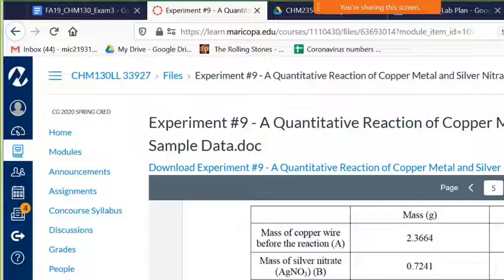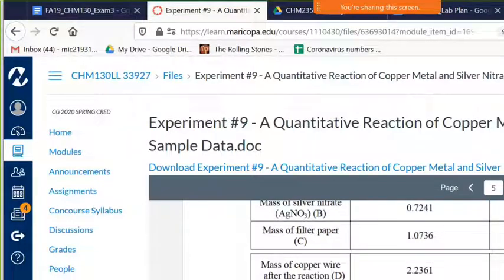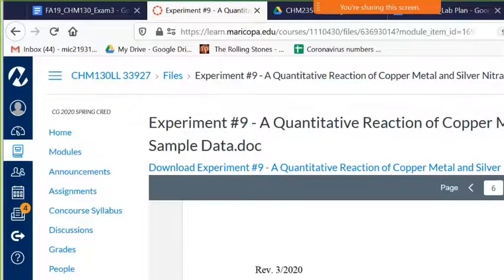What did you get? 0.002? 0.021. I think you need another 0, because the mass of copper you got was what, 0.13? Mass of copper metal that reacted is 0.1303.